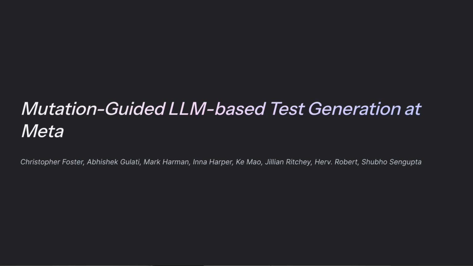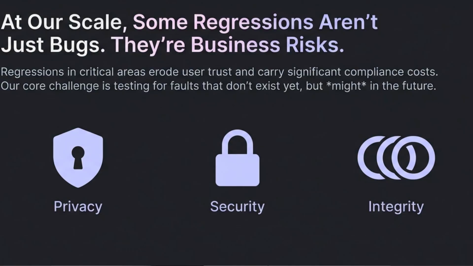This paper asks a deeper question. What if we stopped asking what code isn't tested and instead asked what kinds of failures would really hurt us if they slipped through? And then build tests specifically to catch those. The authors of this paper are at Meta, and for them, the stakes are really high.